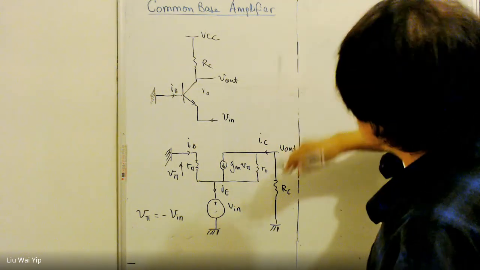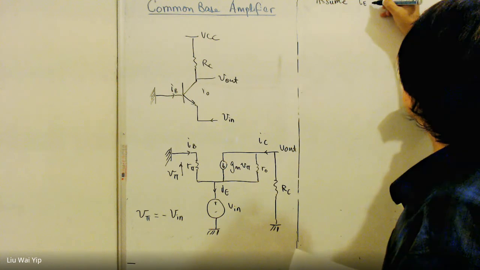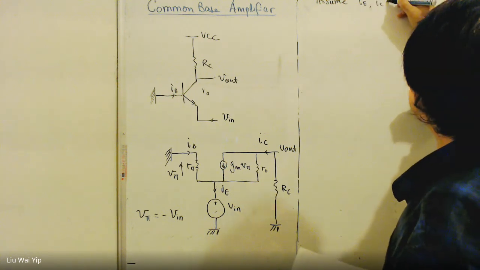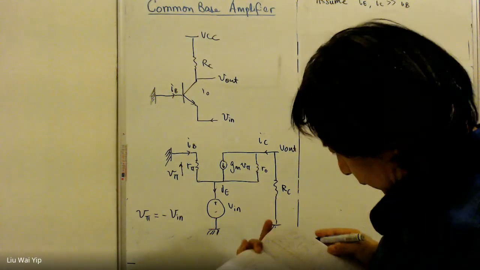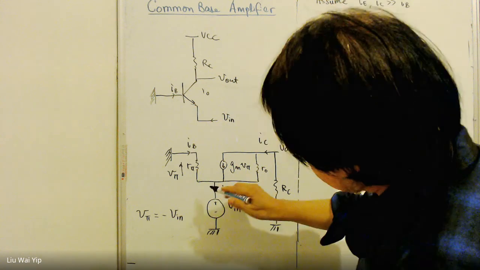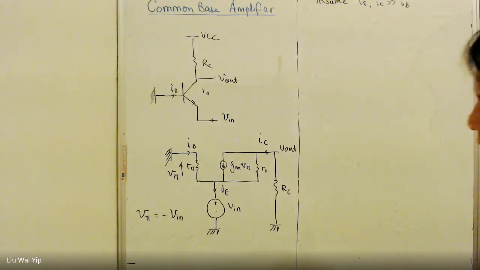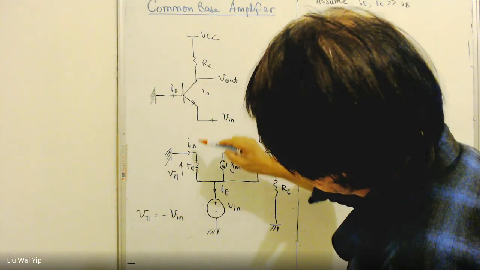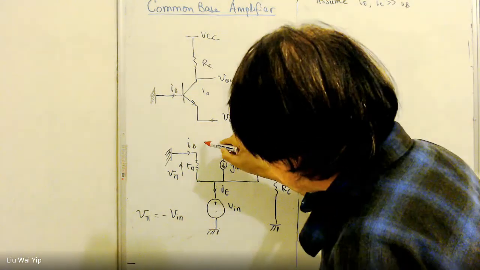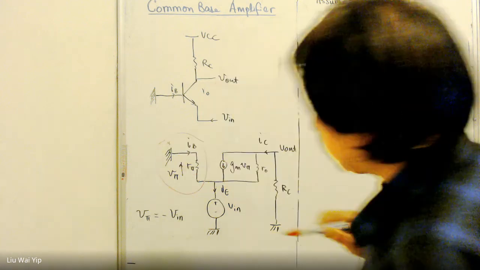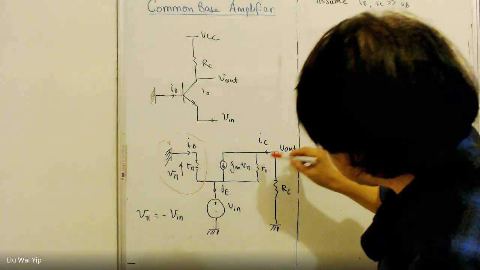So the first assumption here is that IE or IC is substantially larger than the base current, which is true. If that is the case, we can temporarily forget about the base circuit, because the circuit connected to the base terminal is literally an open circuit. So we can for the time being ignore this part. We have only this part here, and based on this part, we are going to work out the transfer function.